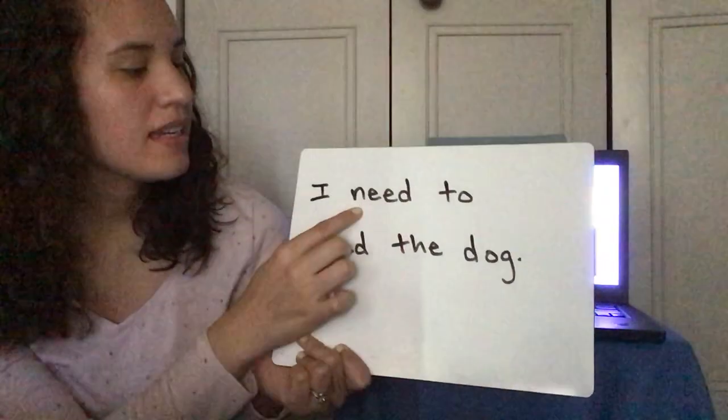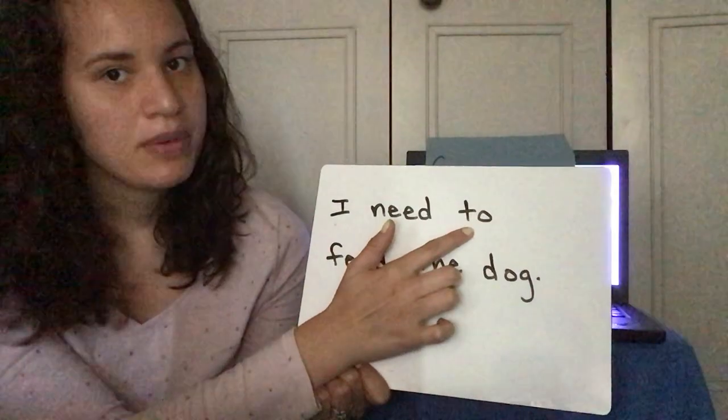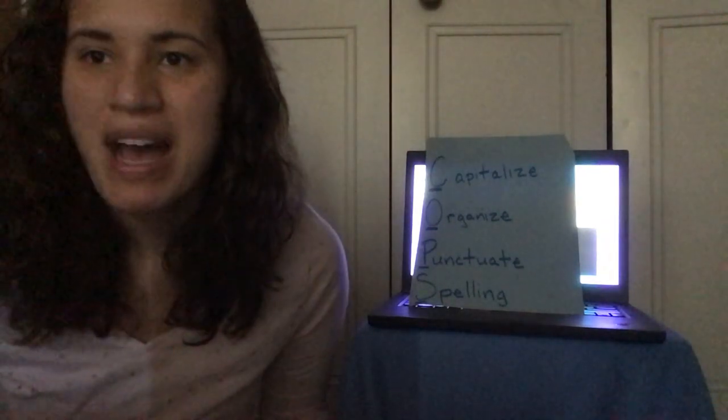I, need, n-e-d, n-e-e-d. To, sight word, T-O. Feed, f-e-d, f-e-e-d. The, sight word, T-H-E. Dog, d-a-g, D-O-G. I need to feed the dog. All right, sentence number 2 is, the seed is in the pot.